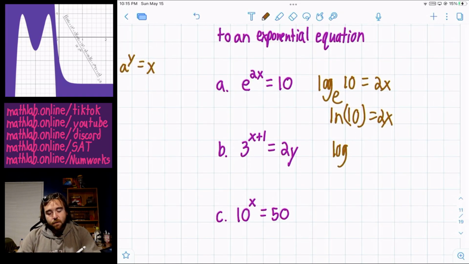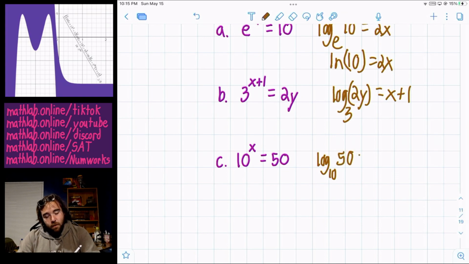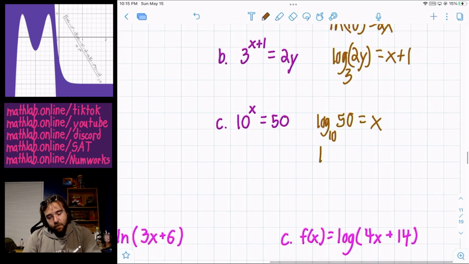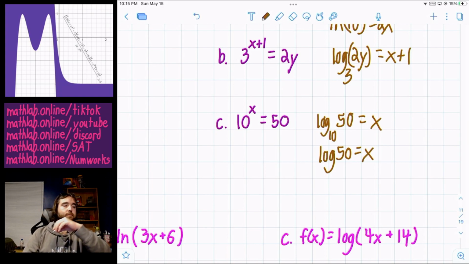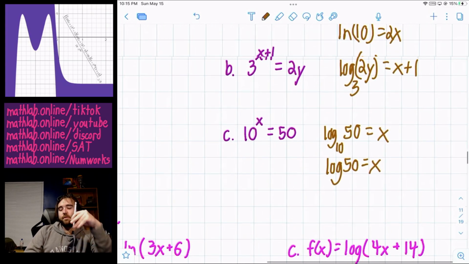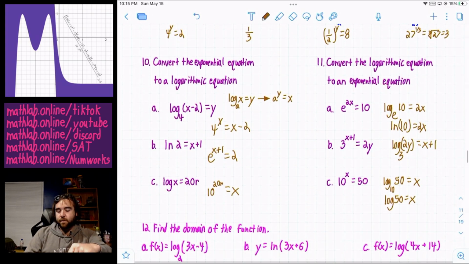Next, we'll do the same thing. Log base 3 of 2y equals x plus 1. And then the same thing, log base 10 of 50 equals x. And we don't need the log base 10. That's just the log of 50 equals x. All right, that's the most important thing about logarithms, just going back and forth between the two different types.